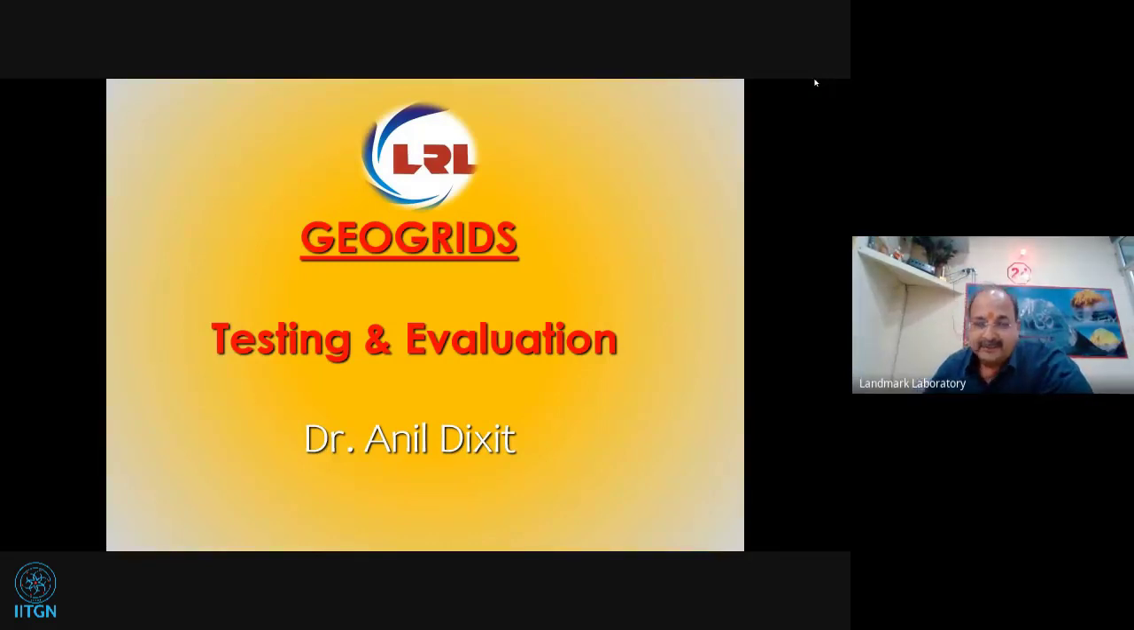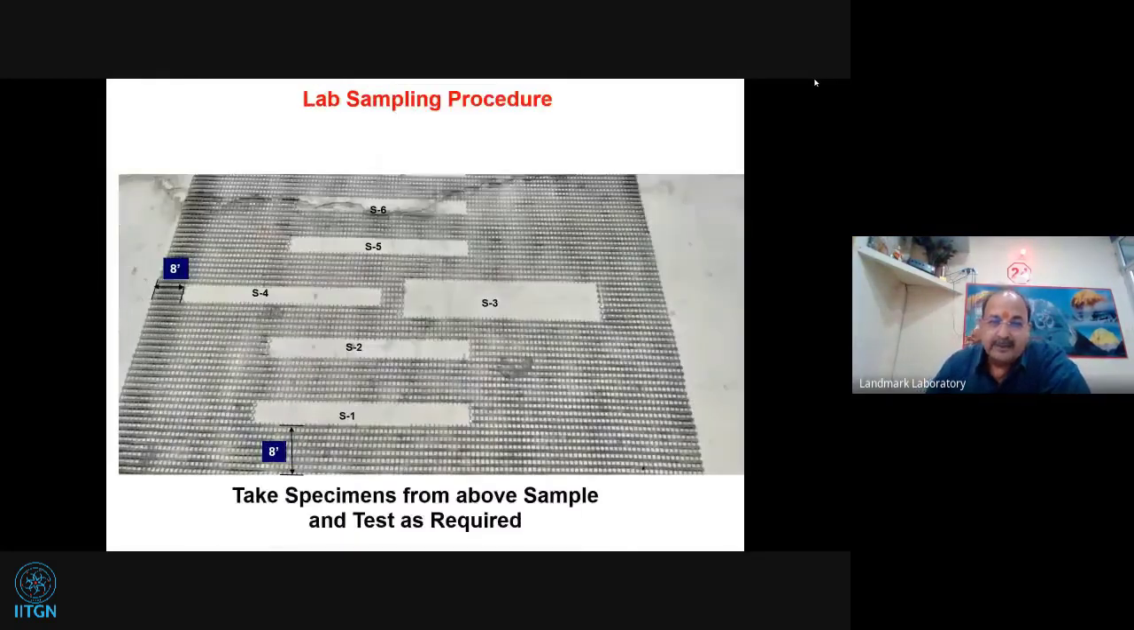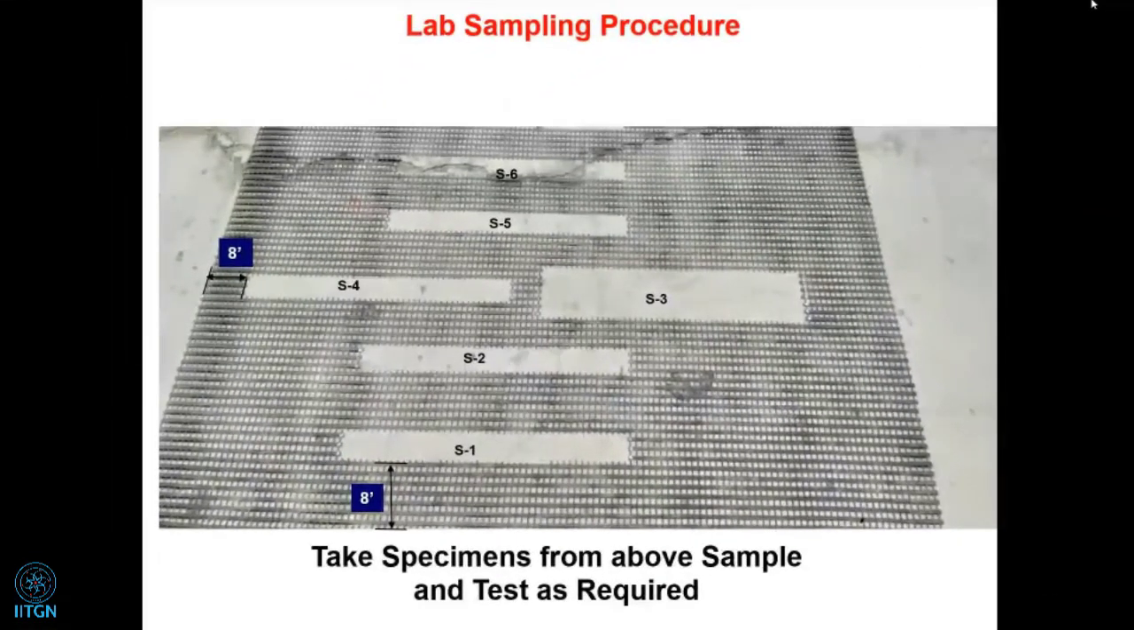Good evening to all. Today we'll discuss testing and evaluation of geogrids. You might know the different kinds of geogrids: uniaxial, biaxial, triaxial. So let us start with the sampling part.